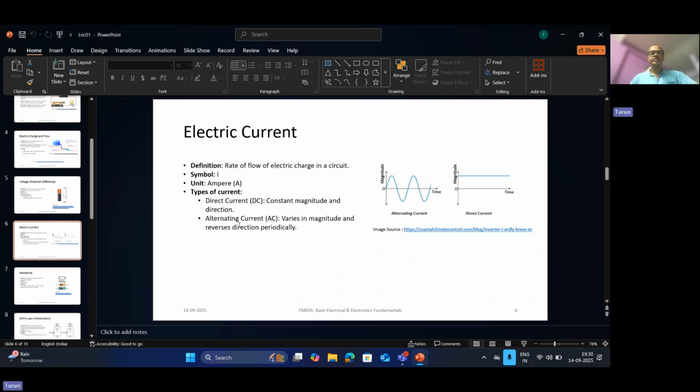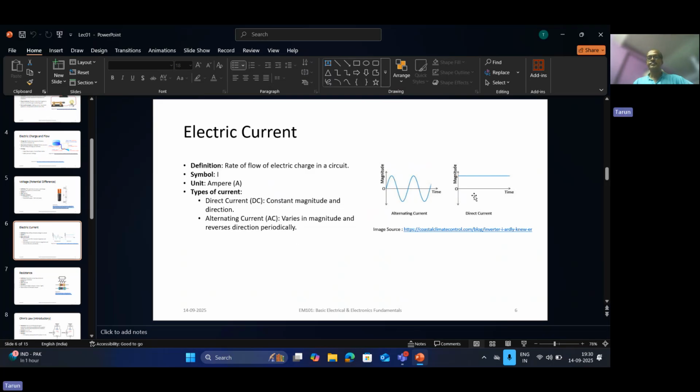Now, what is electric current? Rate of flow of electric charge in a circuit is known as electric current. It is symbolized by capital I, and the unit of electric current is ampere. There are two types of electric current. One is direct current, which has constant magnitude and direction. On the other hand, alternating current, that is AC, varies in magnitude and reverses direction periodically.